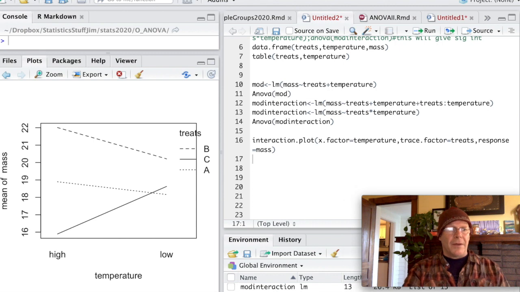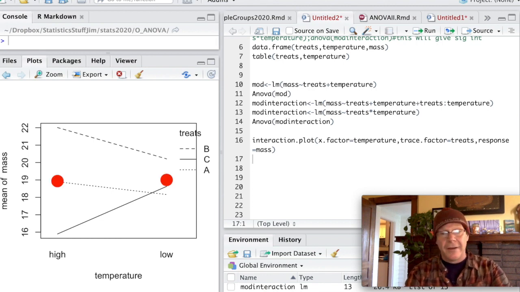So we can think again about when we're comparing just the temperatures. Those are the means that we're comparing, and so it might make sense that we are not getting a significant interaction term.